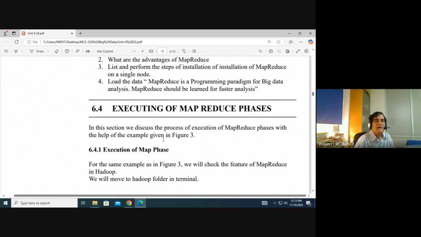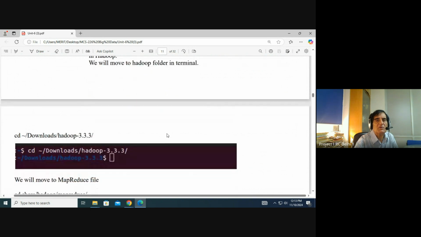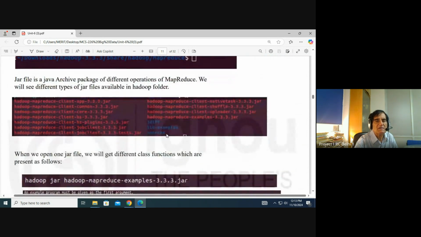Execution of the map phase, with the same example as in figure 3. We will check the features of MapReduce and Hadoop. We will move to the Hadoop folder. This is the Hadoop folder.